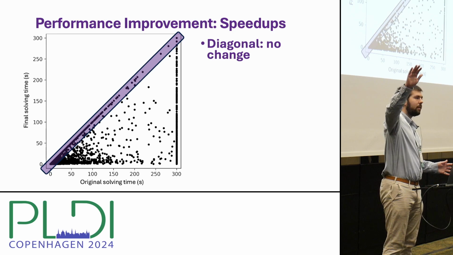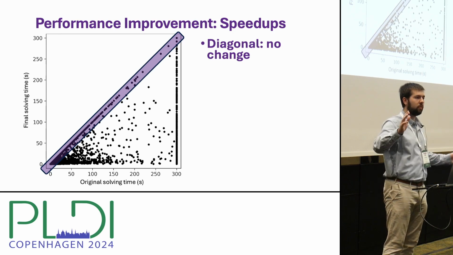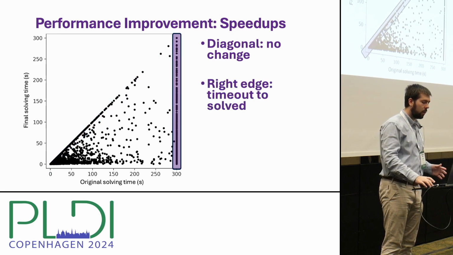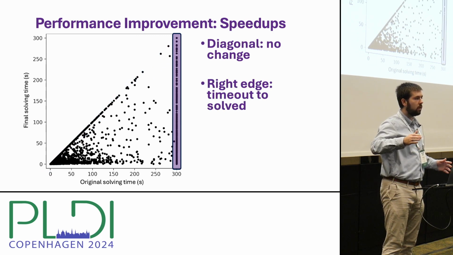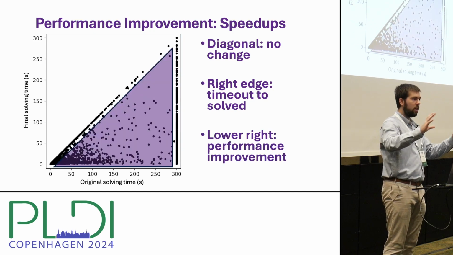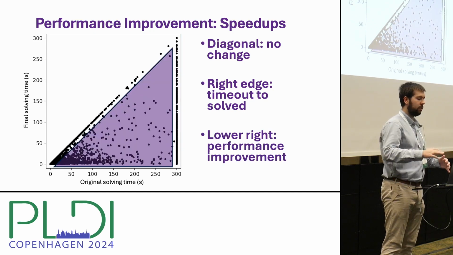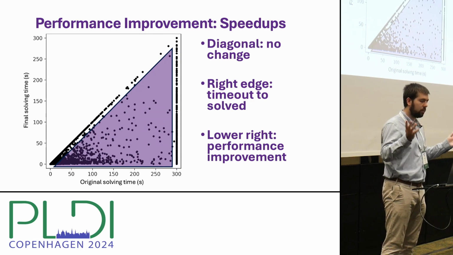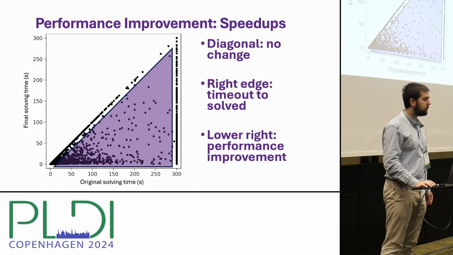This is a graphical representation of our results. The values along the diagonal are cases where there's no performance improvement. It's the same for the user. The values along the right are cases that you've seen where it was timeout before and now we can solve it. And the cases in this triangle are cases where there's been some performance improvement. And you can see it's fairly randomly distributed through that area.